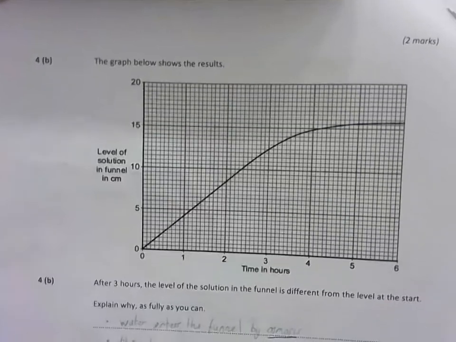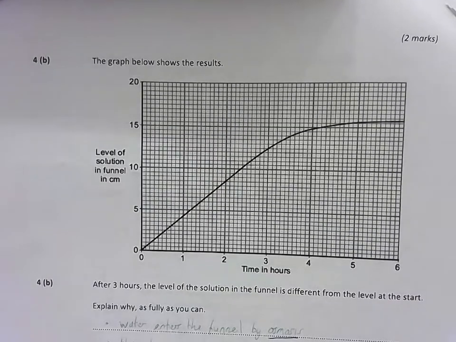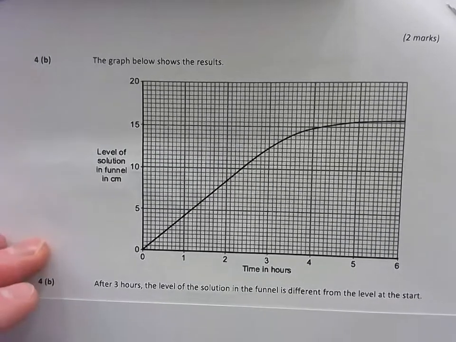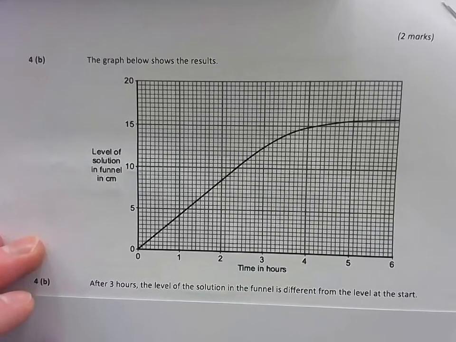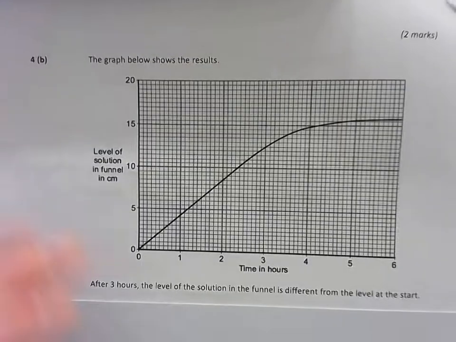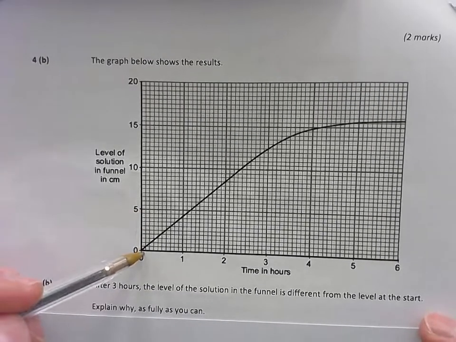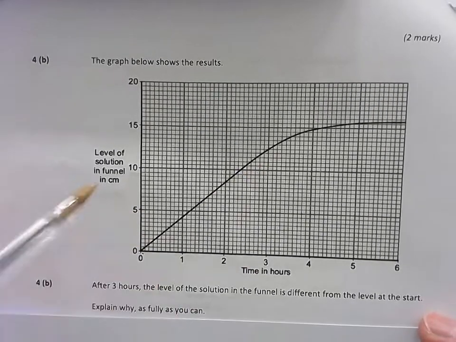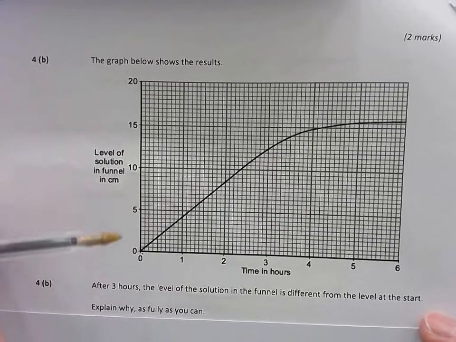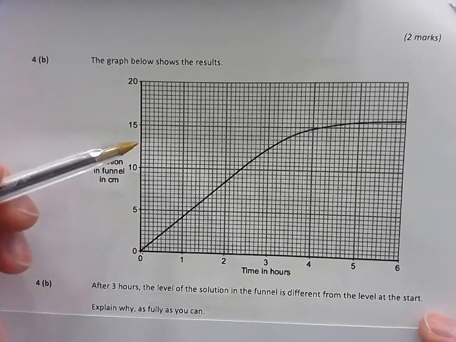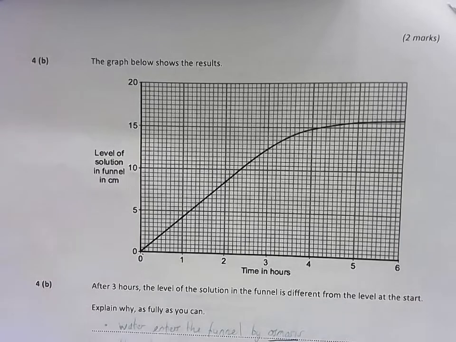So we see a graph of the results, and we're asked to explain. So after 3 hours, the level of the solution in the funnel is different from the level at the start. We have to explain why as fully as we can. So we're only interested in this 0 to 3 hour section where we can see the level of the solution has gone up. Now, we went through before why that should happen. So let's just recap it.